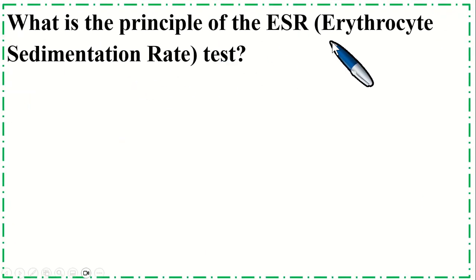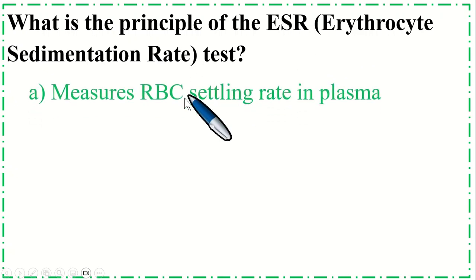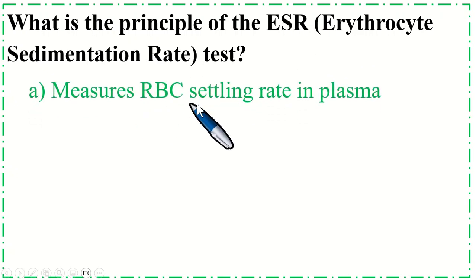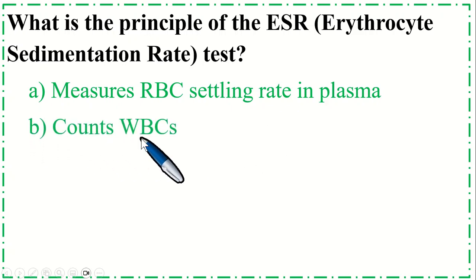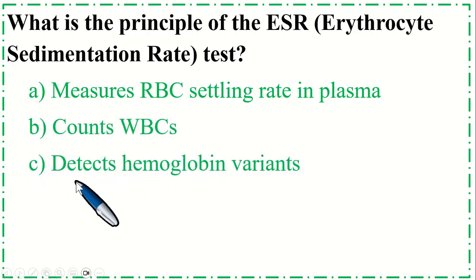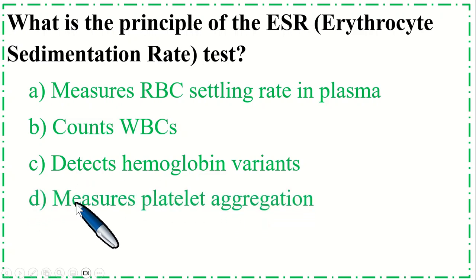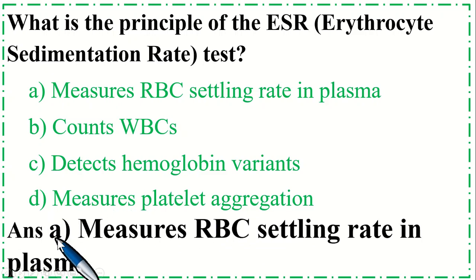What is the principle of ESR, erythrocyte sedimentation rate test? Option A, measures RBC settling rate in plasma. Option B, counts WBCs. Option C, detects hemoglobin variants. And option D, measures platelet aggregation. So the correct option is A, measures RBC settling rate in plasma.